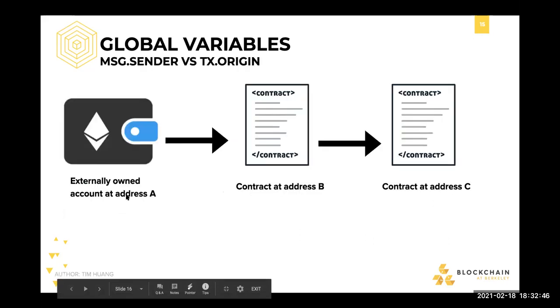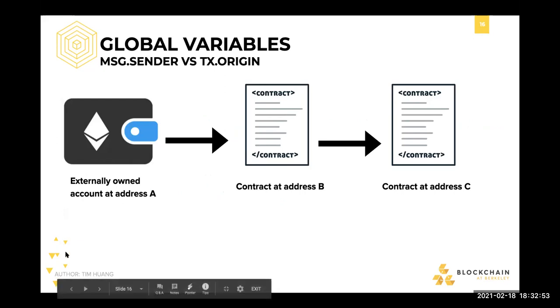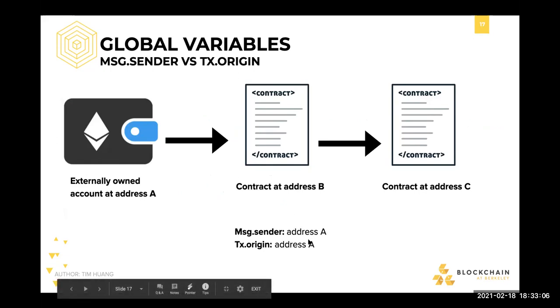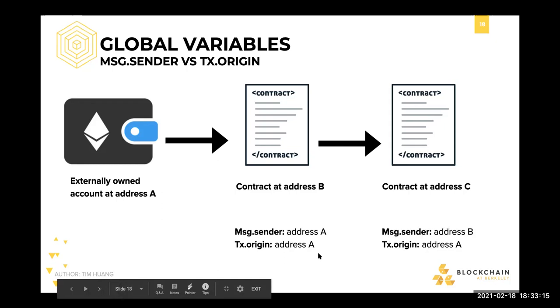So I'm just going to talk about the difference between sender and origin. It's pretty easy to confuse them, but when you write your own contracts, they're pretty distinct. If A sends the message to B, the sender will be A, and the origin will also be A. Pretty simple. But when contract B sends a message to contract C, the sender will be B, but the origin is still A.